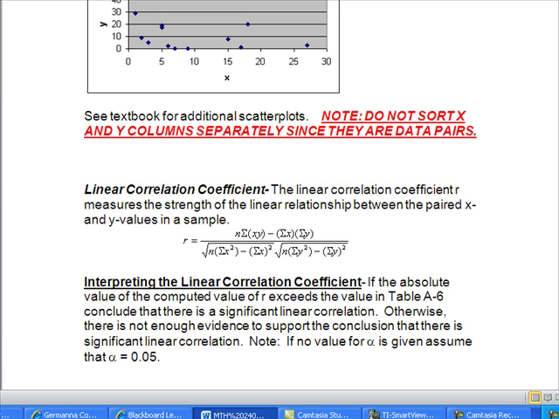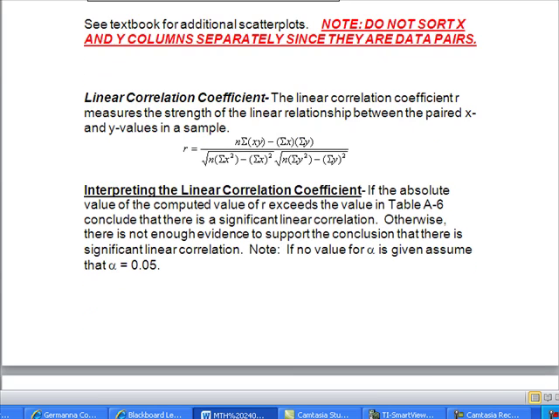Now, we will be using technology as we work with scatter plots, particularly with correlation and regression. The reason we use this is because the formulas are very complicated, and if we put the data in, the calculator will do the number crunching. What you'll notice is that I say do not sort the X and Y columns separately since they are data pairs. You want to keep the pairs together, so don't do any sorting on these columns.